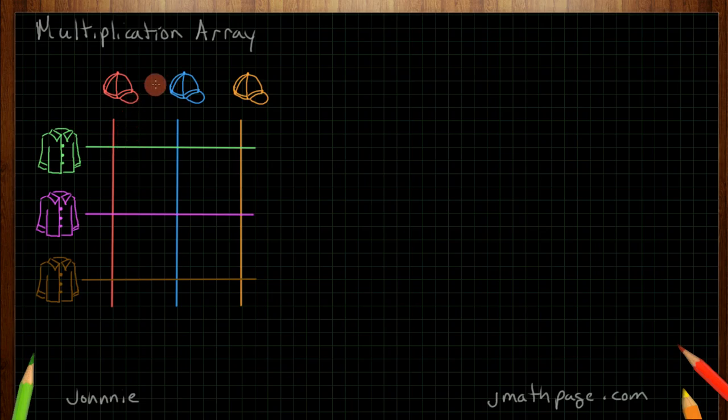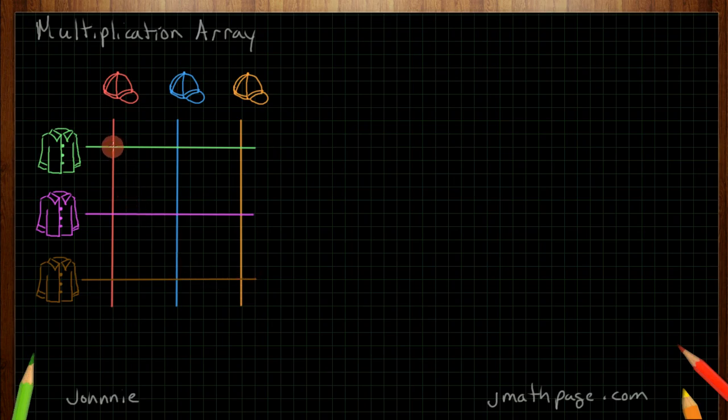So let's think about this as an array. You have 3 choices of hats and 3 choices of jackets. You have 3 columns of hats: 1, 2, 3 columns. And you have 3 rows of jackets: 1, 2, 3. An array is organized in columns and rows. And now we can see all the different possibilities. Okay? So let's count them.